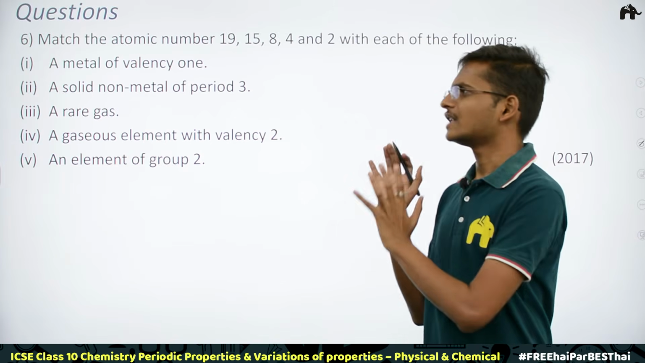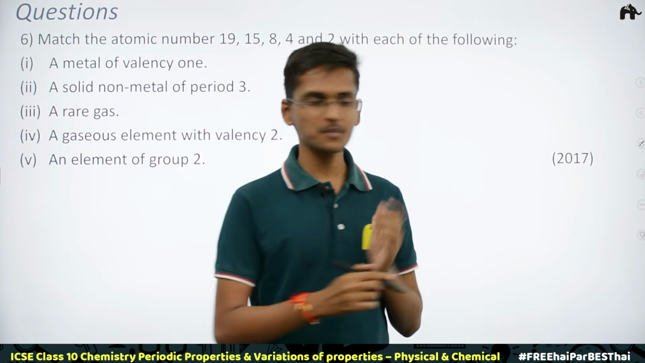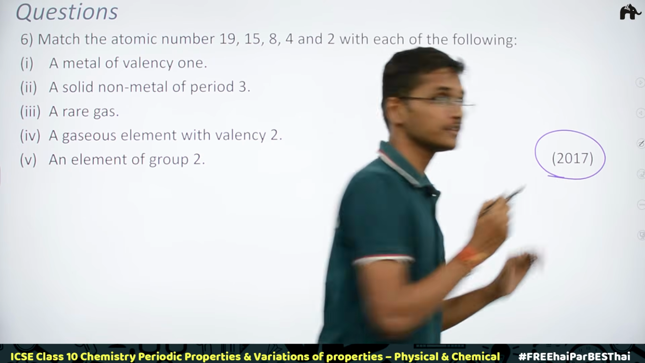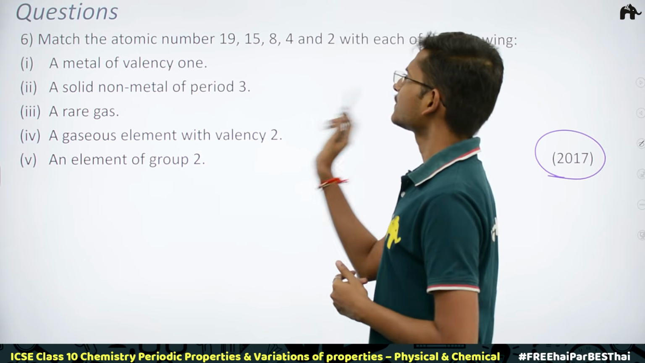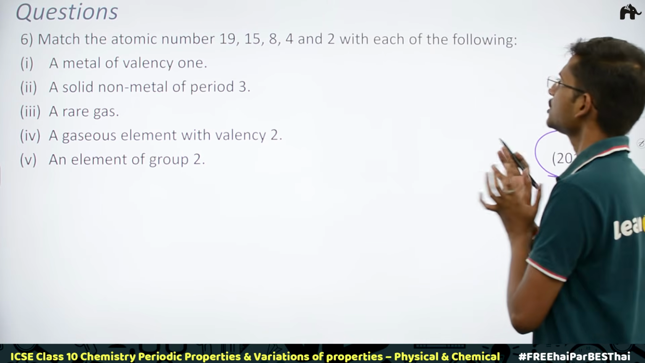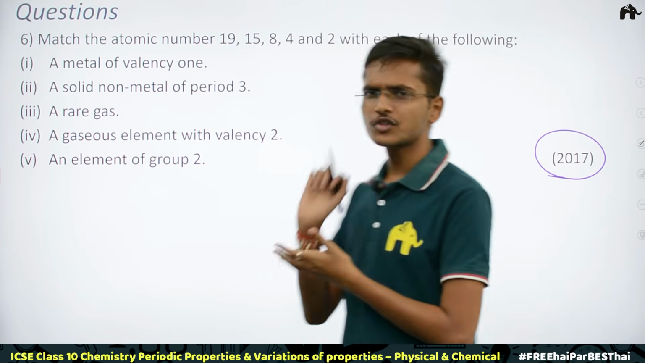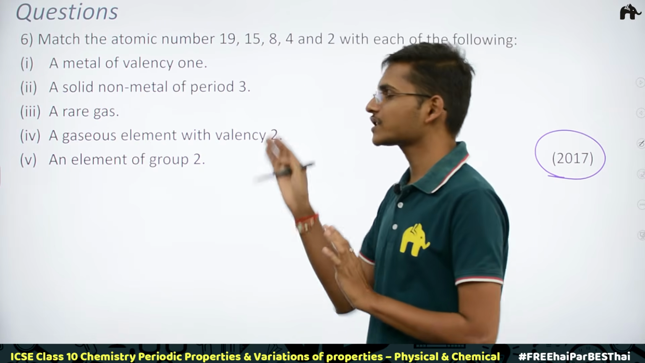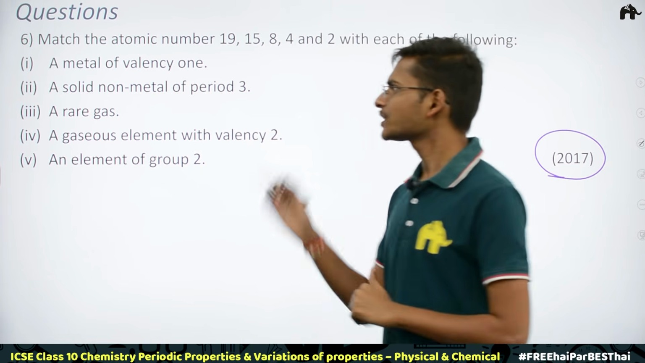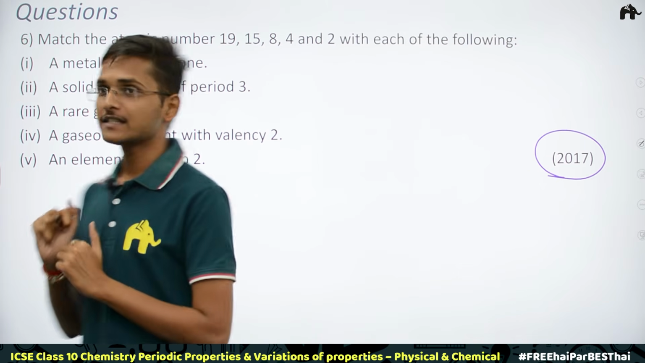Now moving to the last question. Okay, but pay more attention because this was asked in your examinations in 2017. So match the atomic numbers 19, 15, 8, 4 and 2 with each of the following. So they have given us 5 questions and 5 atomic numbers. So it's very clear first of all that each question has only one answer. Simple. Now first is a metal of valency 1.